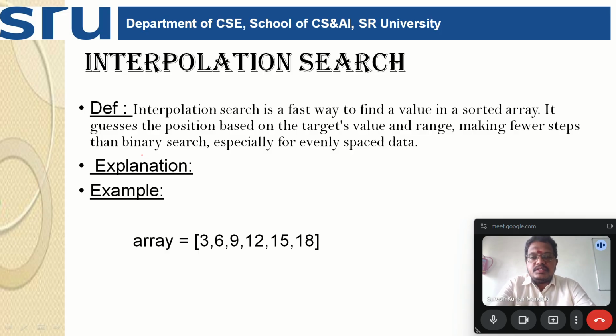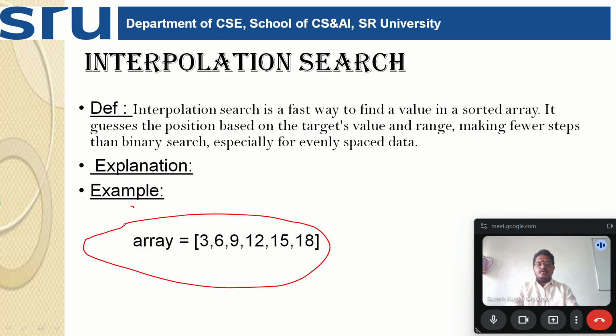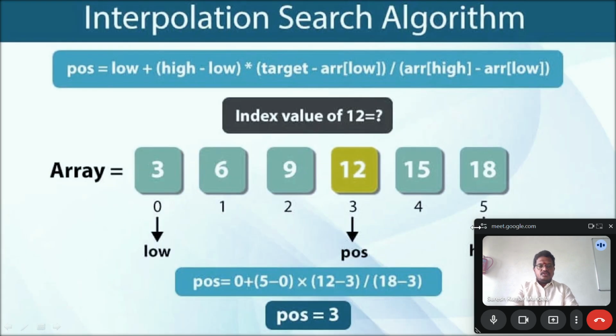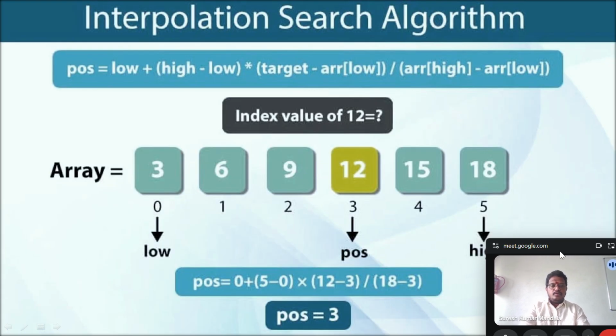To understand that, I took one example array. Within that I stored the values 3, 6, 9, 12, 15 and 18. How it will be performed, we will see now. These are the examples we are having. So this is an example case to understand the problem.